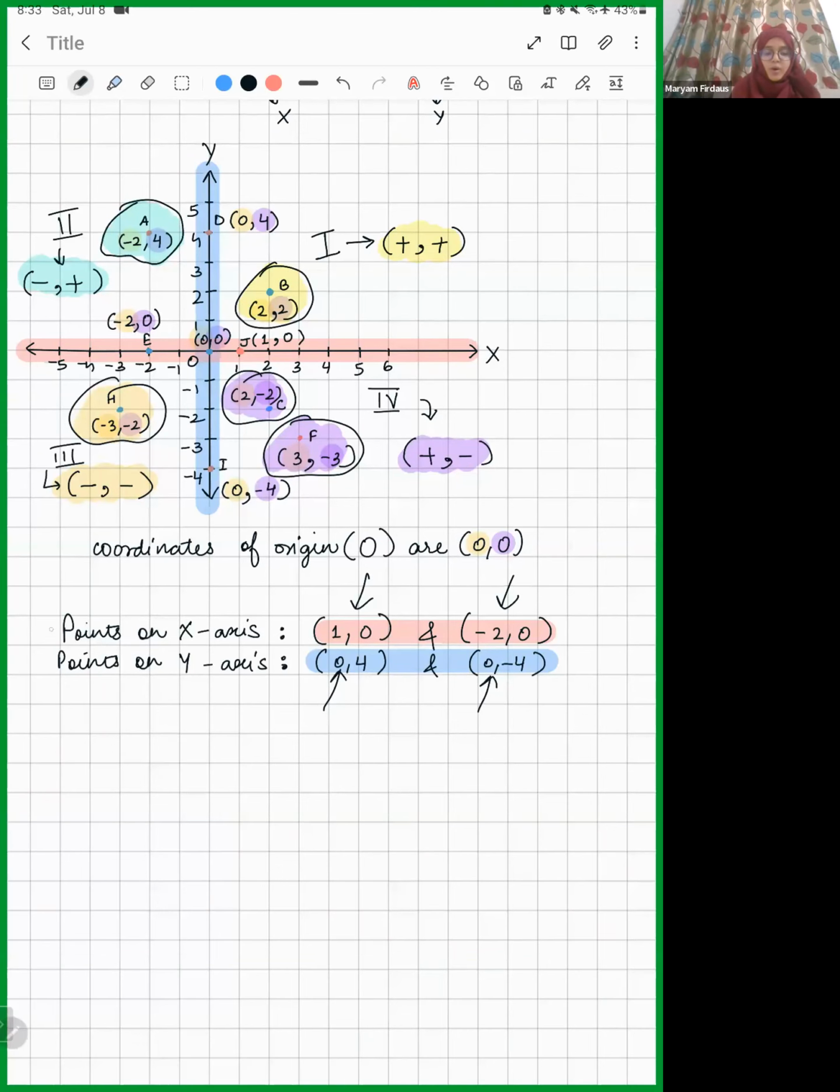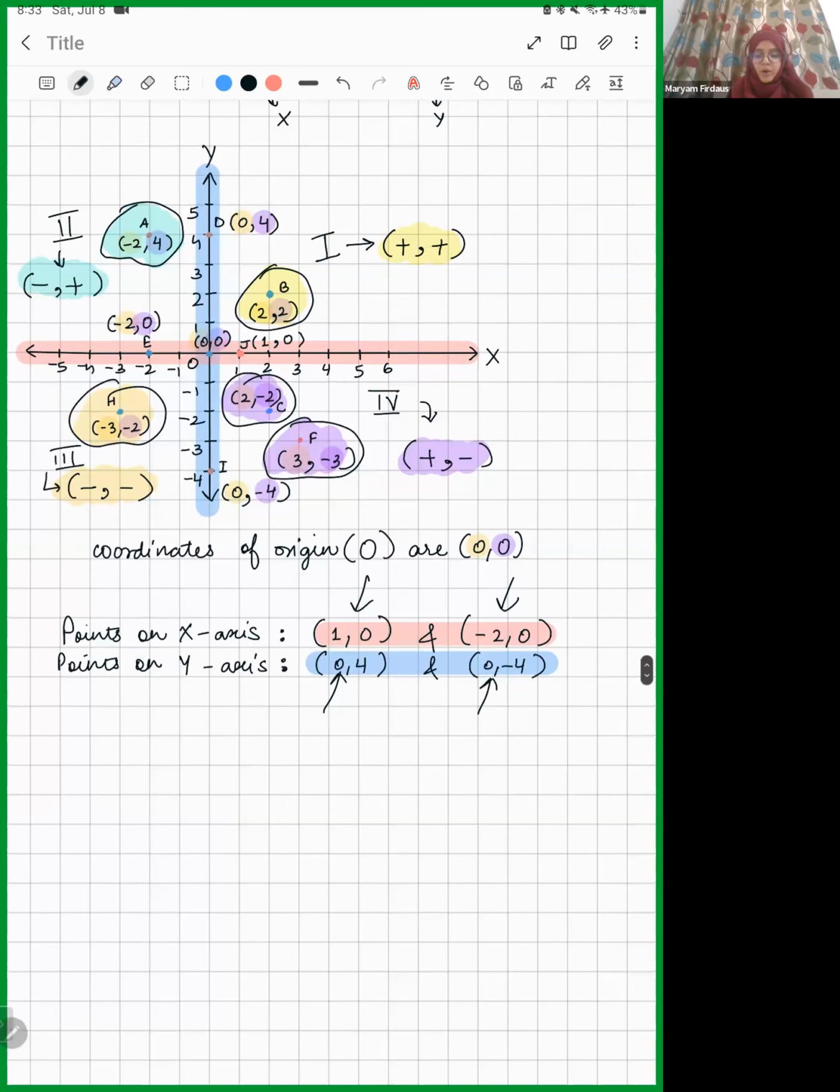Very good. So any point on the x-axis will be of the form a comma 0, where a is any number. Abdul Rahman said any number, right? So this a stands for any number. So point on x-axis will be of the form a comma 0. So if anyone asks you, well, I have this point with me, 10 comma 0. Can you tell me where this point lies without plotting it on the graph?